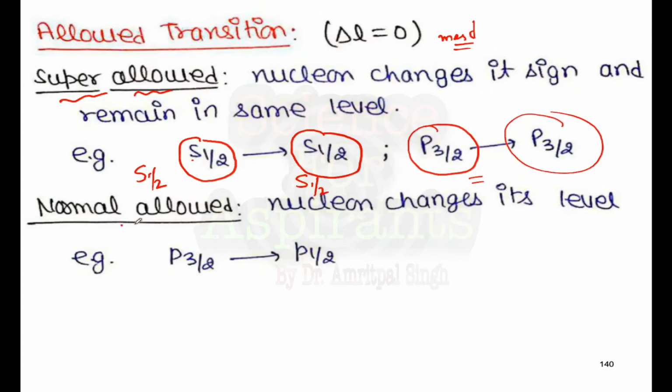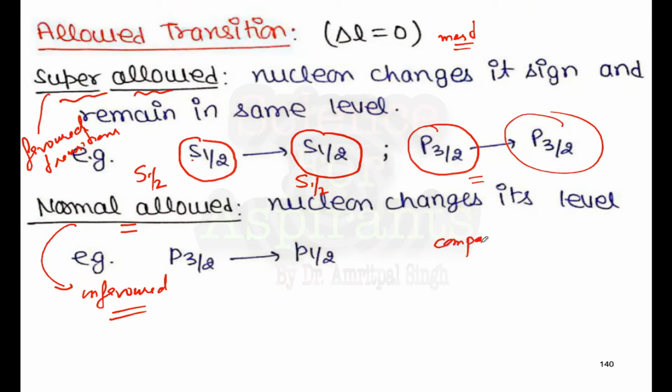And second, the normal allowed or the unfavored transitions. So super allowed transitions are also known as favored transitions. And normal transitions, or normal allowed transitions, are known as unfavored transitions. They are not so quick, but they occur, depending upon the excited state of the particle, whether this transition will happen and what the lifetime period will be, and it is dependent upon the comparative half-life periods.